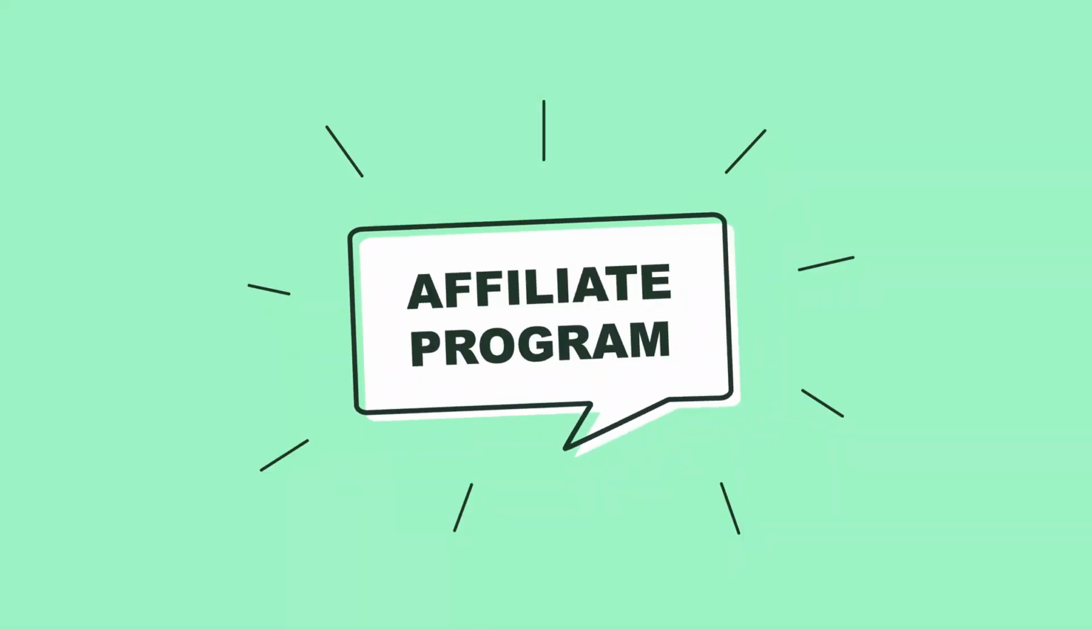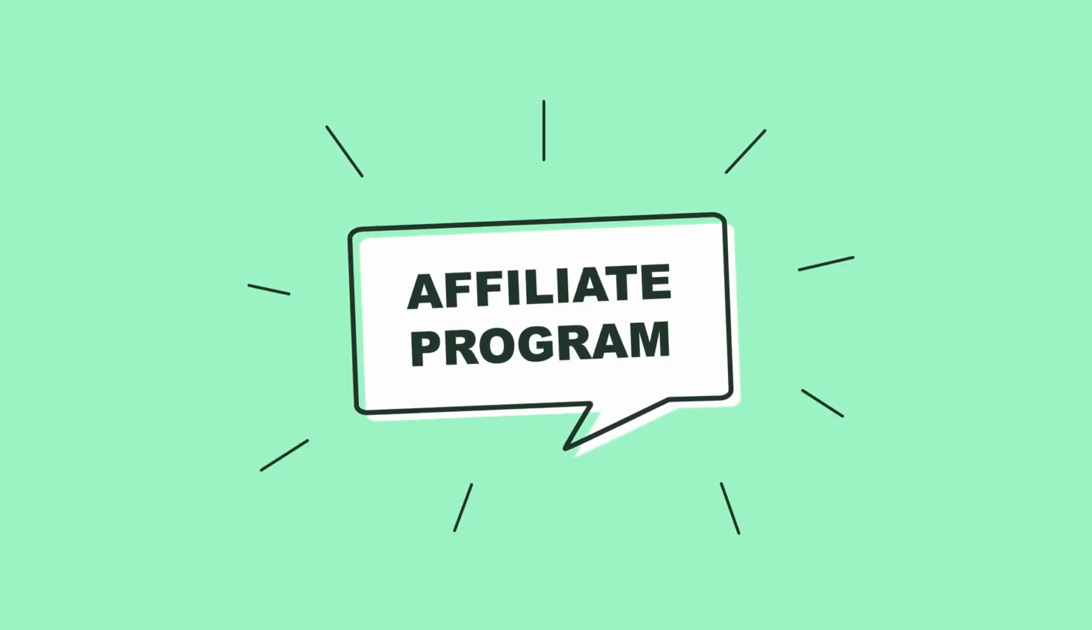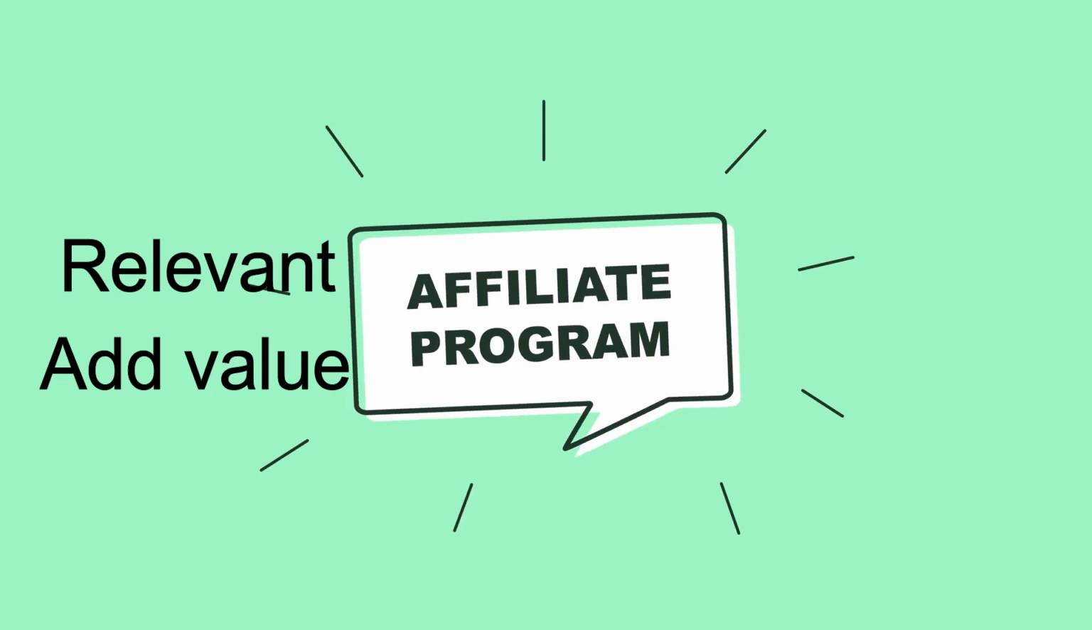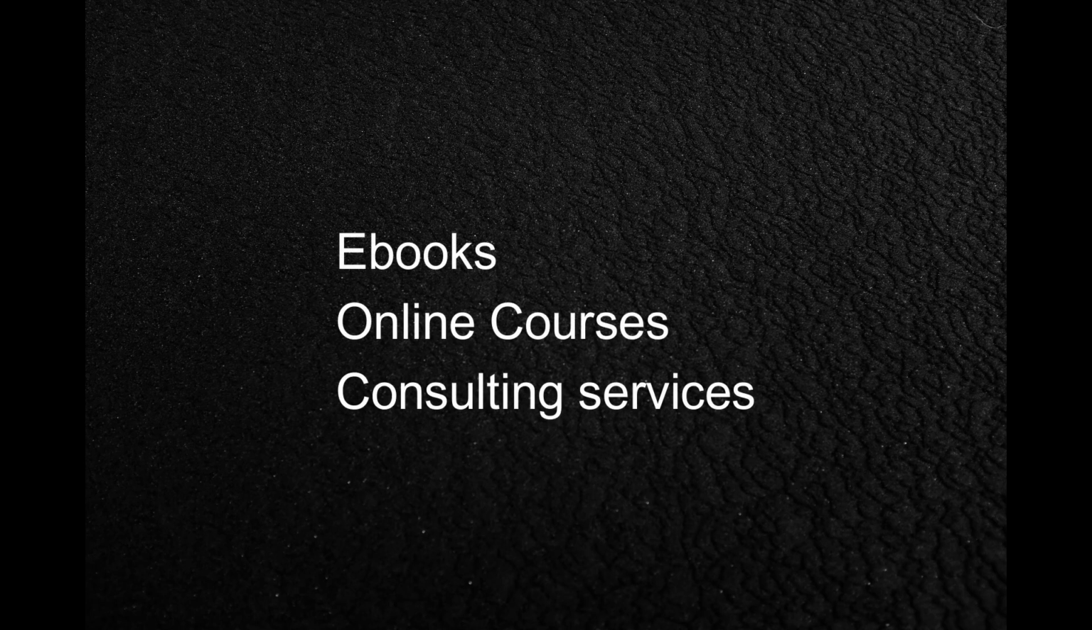Affiliate marketing. You can promote other people's products or services and earn a commission for each sale. When using affiliate marketing, you should ensure that the products or services are relevant and add value to your audience. Selling your own products or services. You can use your blog as a platform to sell your own products or services, such as ebooks, online courses, or consulting services.